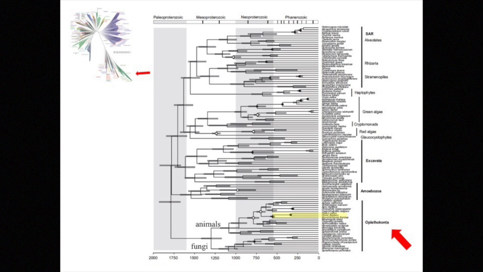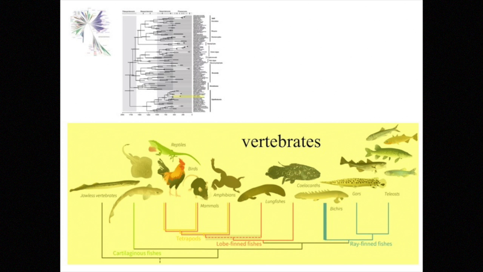So let's take a look at those. Here are the vertebrates. So we go from this tree to opisthokonts. Opisthokonts are right here. Opisthokonts have vertebrates in them. And here are all the vertebrates. And here we are. We're a mammal.